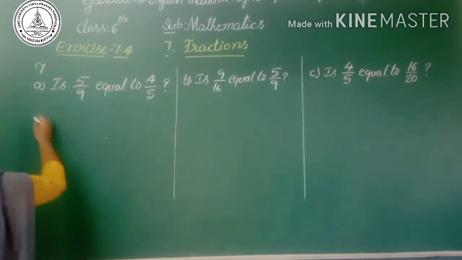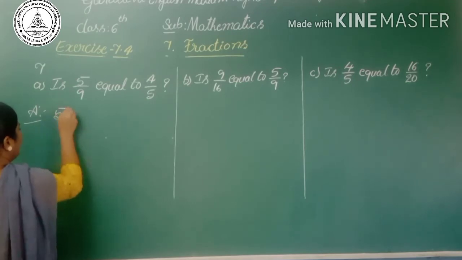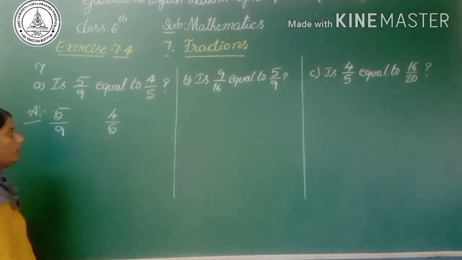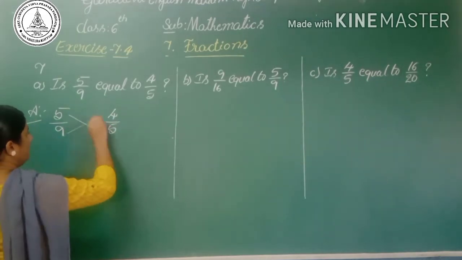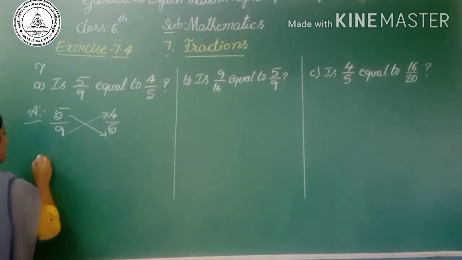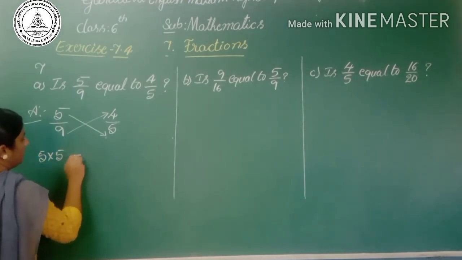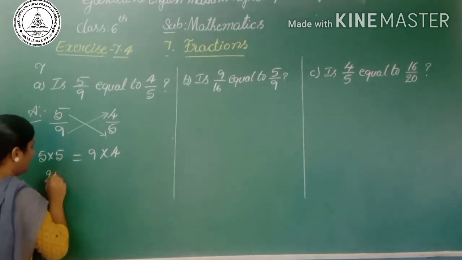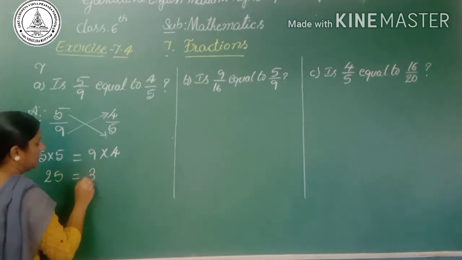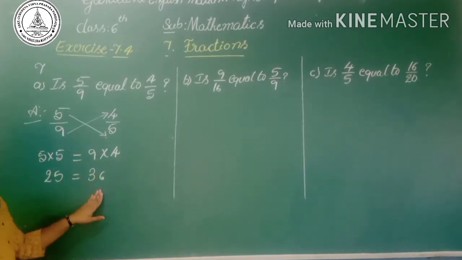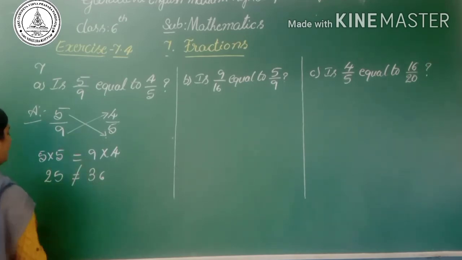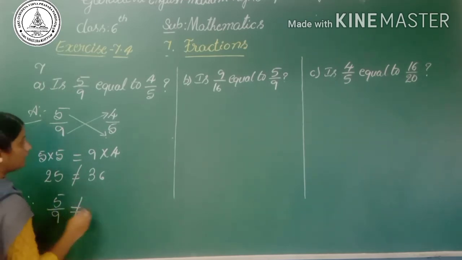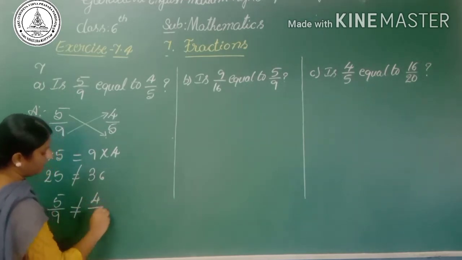Right? First write your answer: 5 by 9 and 4 by 5. Just do the cross multiplication. Then write here 5 5s are 25, which is equal to 9 4s are 36. So 25 is not equal to 36. So you can write therefore 5 by 9 is not equal to 4 by 5.